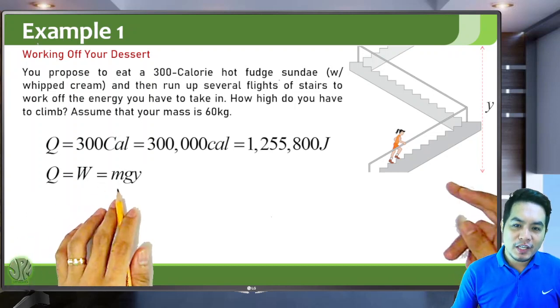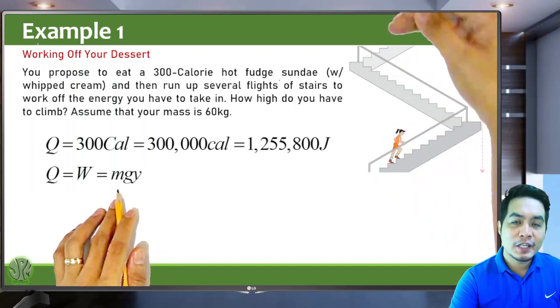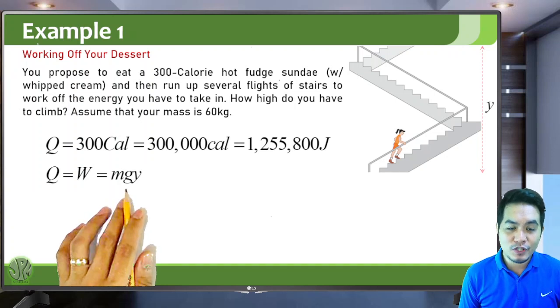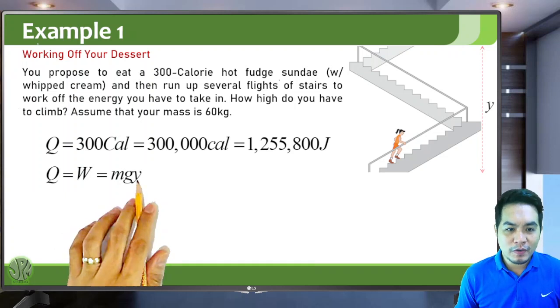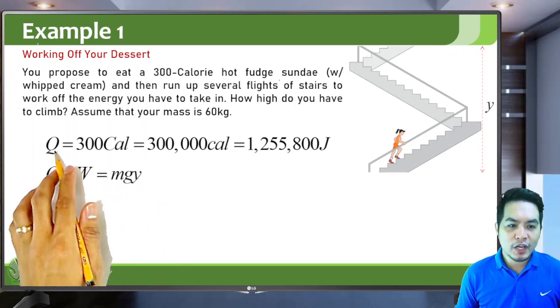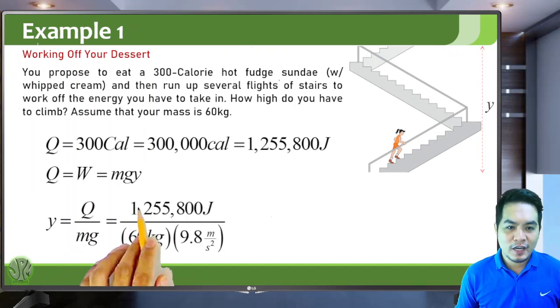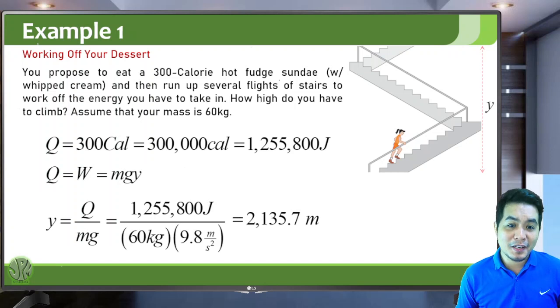So in this case, the work done in climbing a flight of stairs is just equal to the potential energy at the top, assuming the potential energy at the ground is 0. So the change in the potential energy is just the potential energy at the top of the building, which is mg times y, the height of the building that you need to climb. So solving for y, knowing Q, y is just Q over mass times g. So we now have Q, we have the mass, g is just the acceleration due to gravity, 9.8 meters per second squared, and you get 2,135.7 meters.